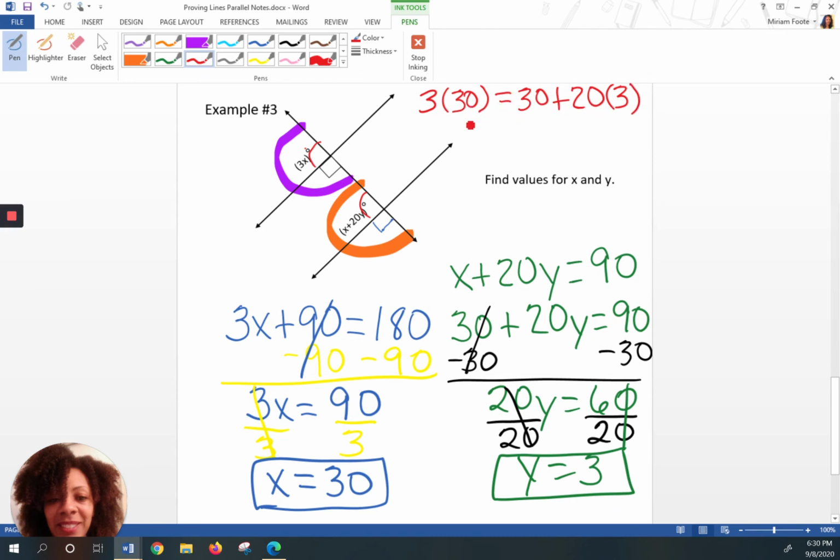3 times 30 is 90. 30 plus 20 times 3 is 60. And so when I further simplify, 90 is equal to 30 plus 60, which is 90. But we already knew that. We knew all angles should be 90, so these are my correct answers. So make sure you understand what type of angles you're working with so that you can easily solve for different variables.